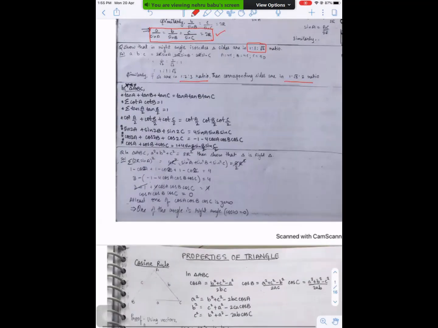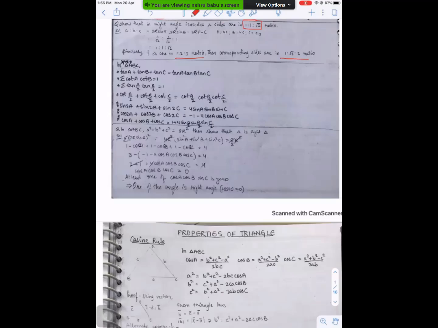Next, which results you have to remember in trigonometry. Every time I'm saying this point; I think I discussed it in class two days back also. You have to remember these statements: tan A plus tan B plus tan C equals tan A tan B tan C, sigma cot A cot B equals 1, and sigma tan A by 2 tan B by 2 equals 1. These two results you get when you take A plus B plus C equals 180 degrees, so A by 2 plus B by 2 plus C by 2 equals 90 degrees.